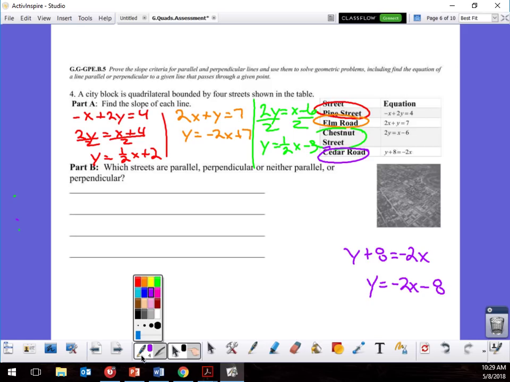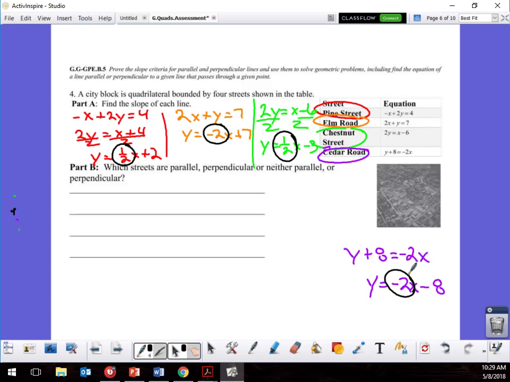Now, the piece that I need out of this to figure out the slopes is the number in front of the x. 1/2, negative 2, 1/2, negative 2. So when I turn it into y equals, that's what you're going to end up having.